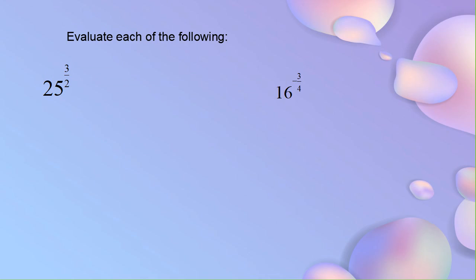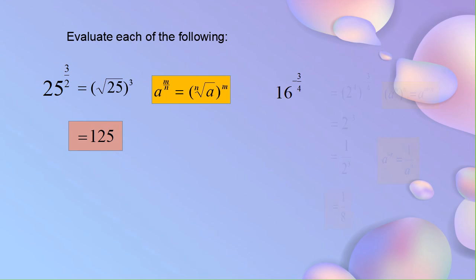Let's look at the first question. Evaluate each of the following. 25 raised to the power of 3 over 2 equals to square root of 25 raised to the power of 3. Here we are using the fractional index law, and you get the final answer 125.